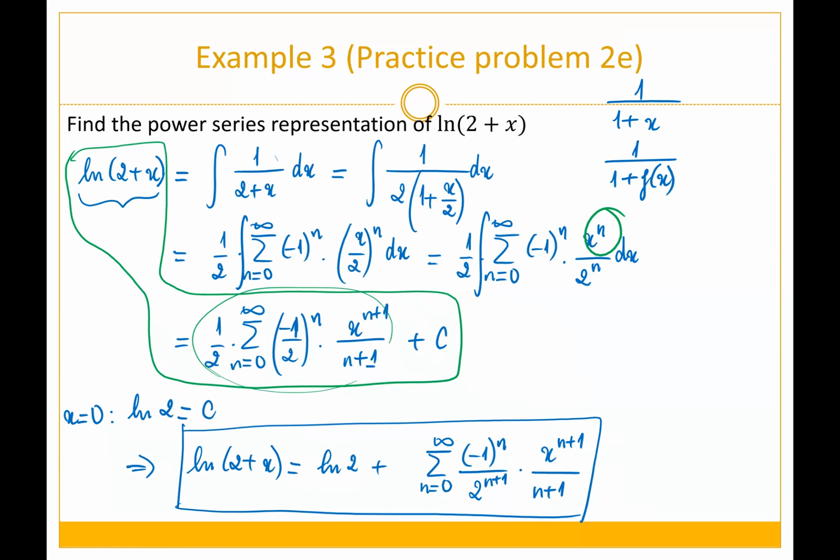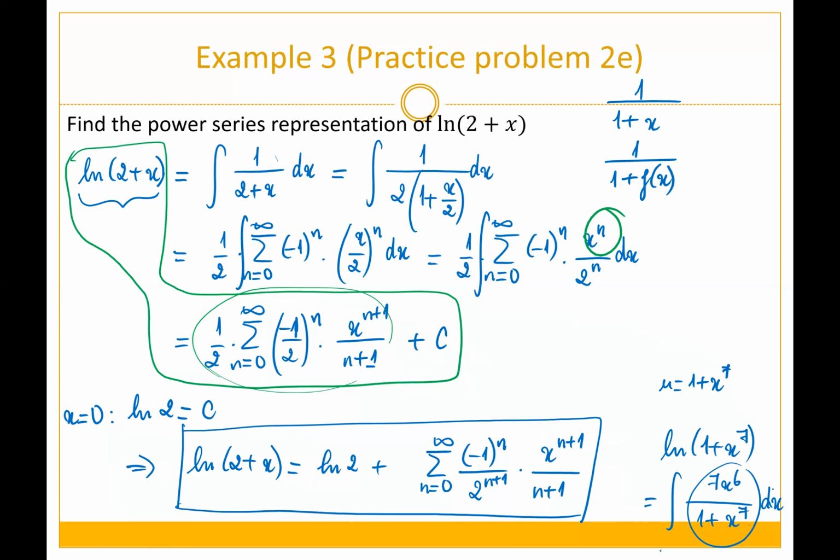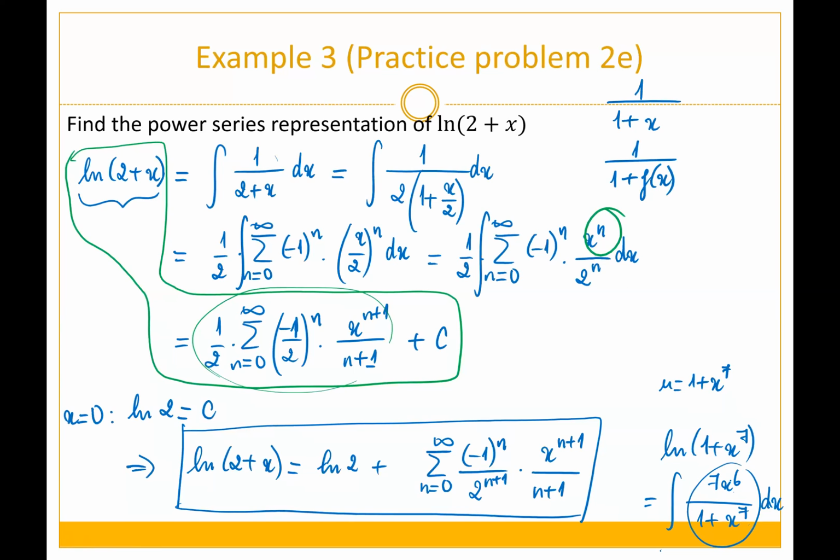Yeah, but it's not about solving the integral, maybe more like representing something like ln of 1 plus x to the 7. Then it's going to be the integral of 7x to the 6 over 1 plus x to the 7 dx. Because here, if you let u equal the denominator, 1 plus x to the 7, then du is going to be 7x to the 6 dx. I think this is my example 5.